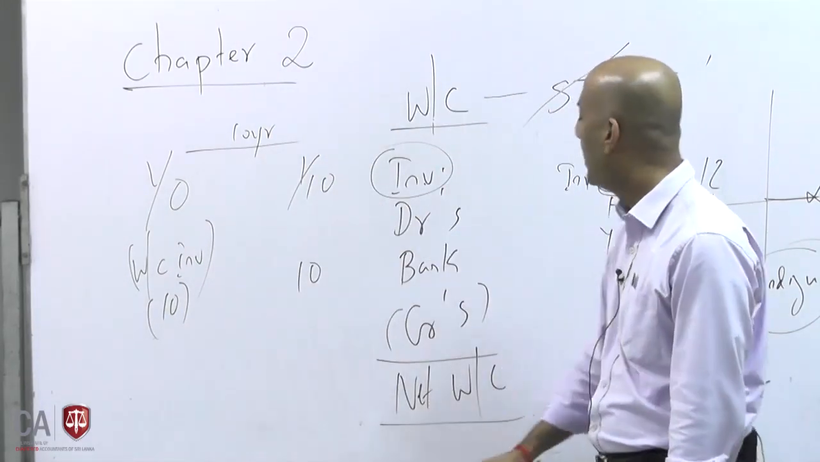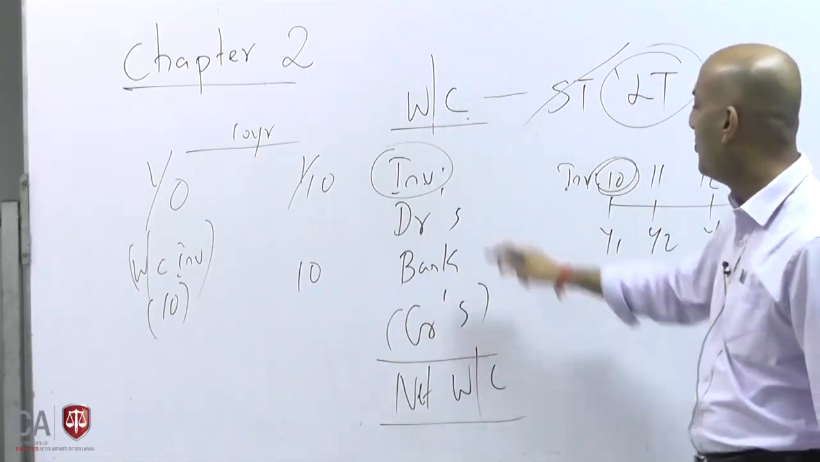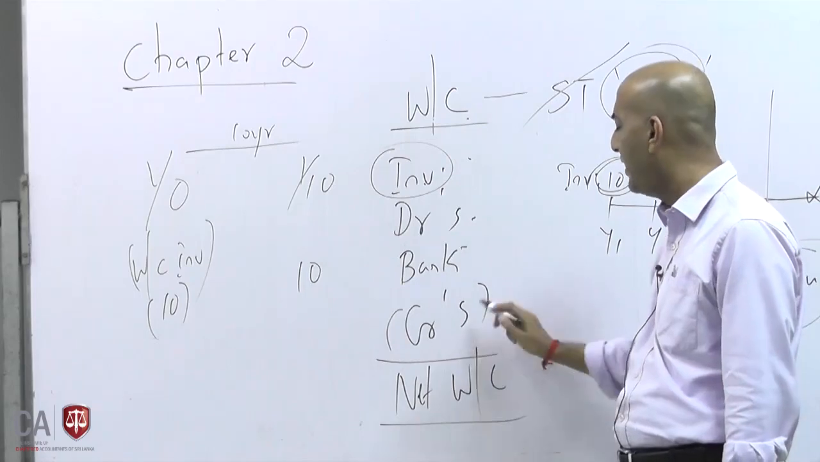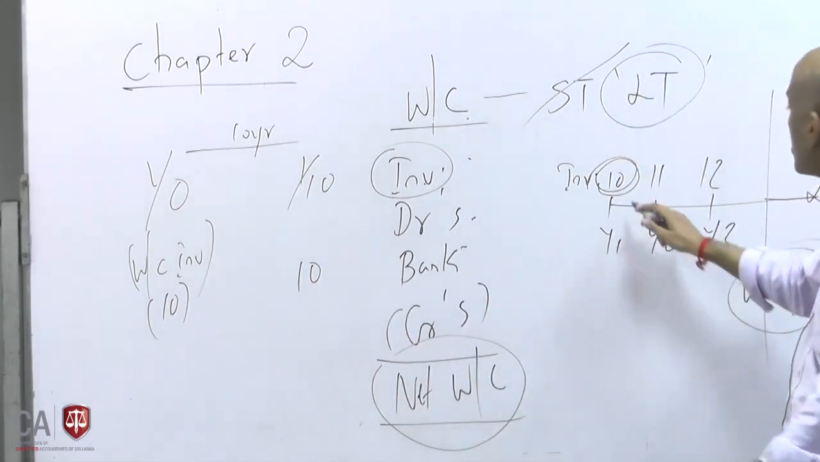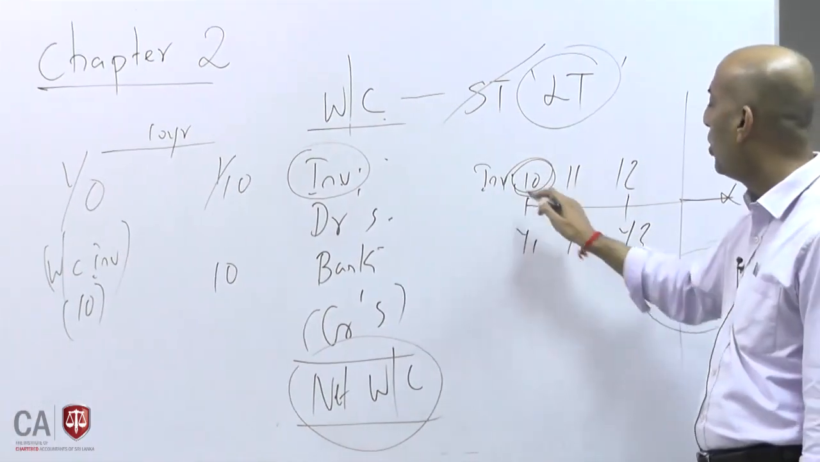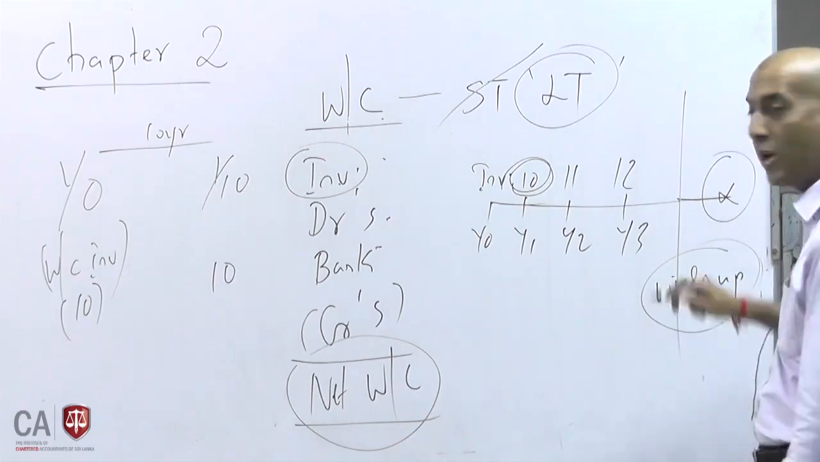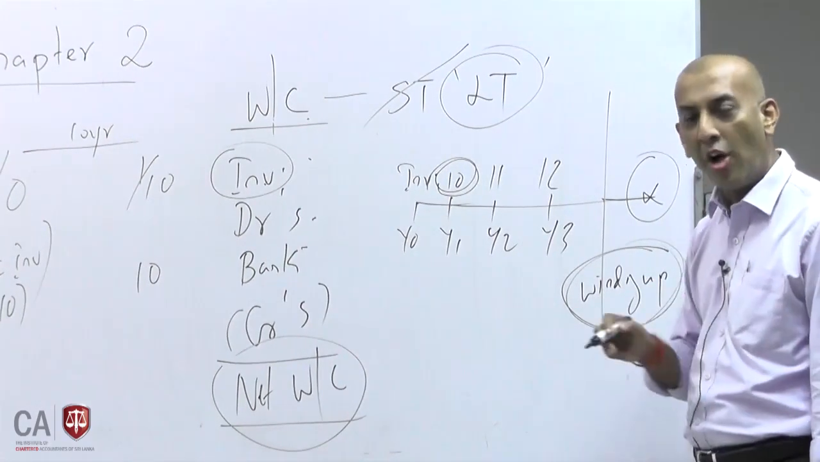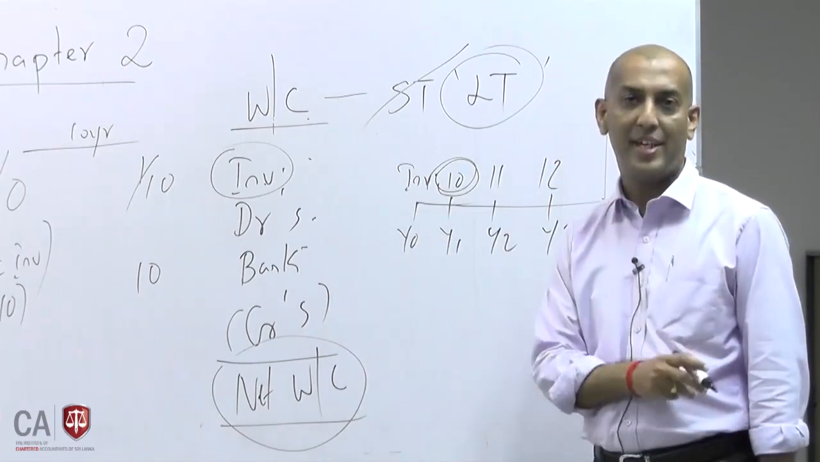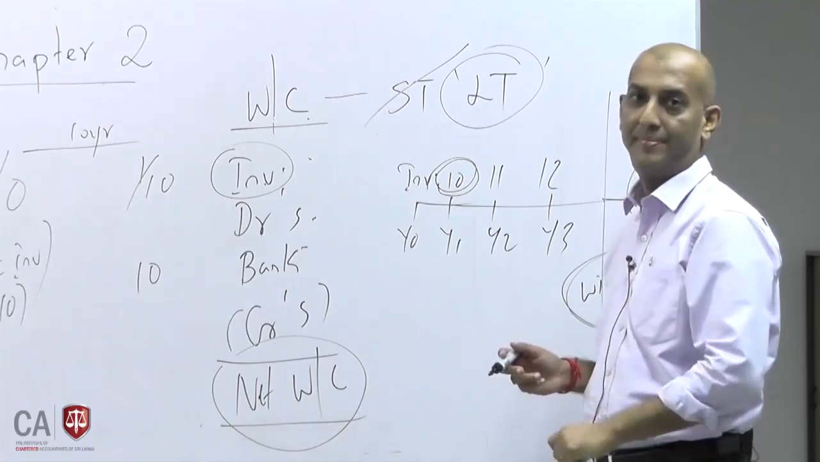So this is the logic of working capital being long term. Inventory, debtors, bank, creditors, all net working capital. You might invest in year 0, and you take it back only at the infinite period or at winding up. You cannot take it any time in between. That is, if your company is growing, not growing down.